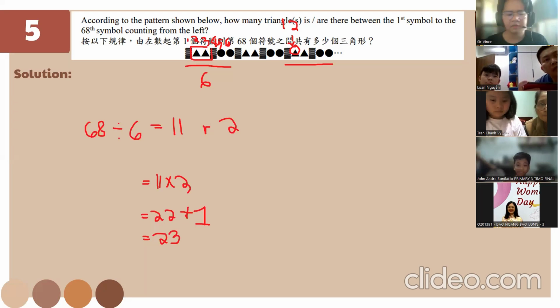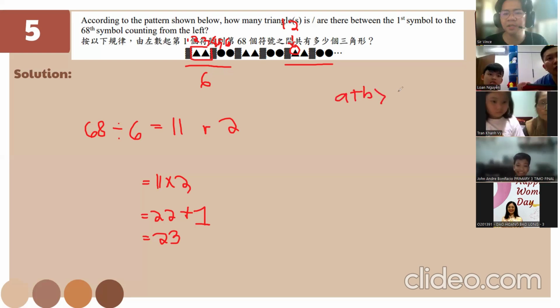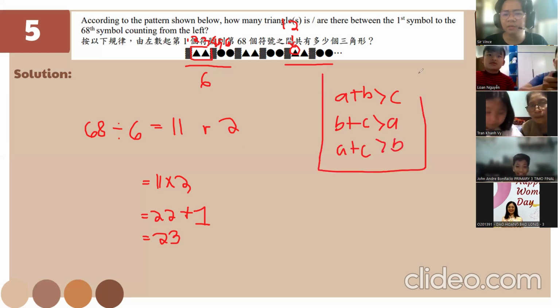The answer only, please. The answer is 7. Remember for triangles, the sum of two sides must be greater than the other. This should be followed in the perimeter of the triangle. So the answer is 7.